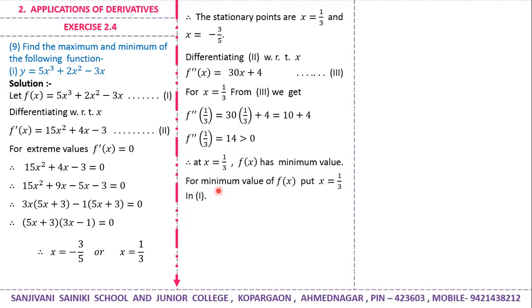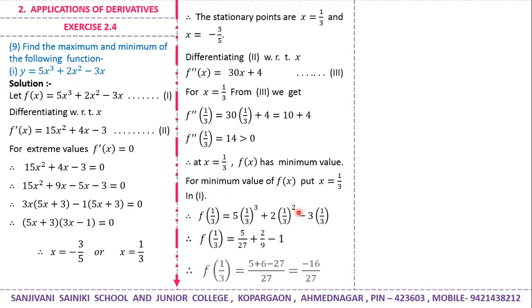And the minimum value, how to obtain the minimum value? We will put x is equal to 1 upon 3 in the given function to obtain the minimum value. And what is the minimum value of the function? The minimum value of the function is minus 16 upon 27. This is the minimum value.